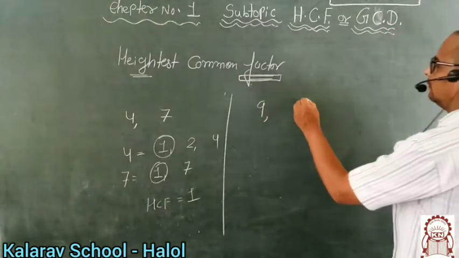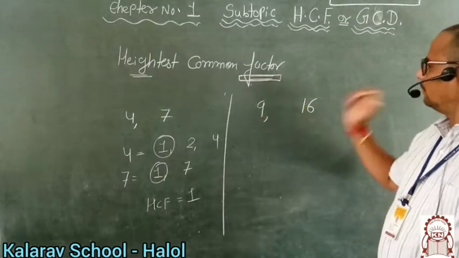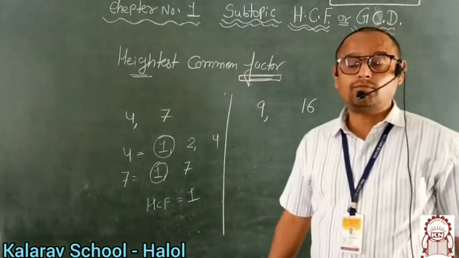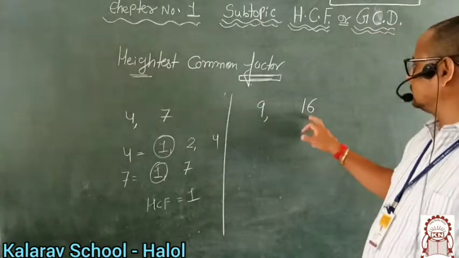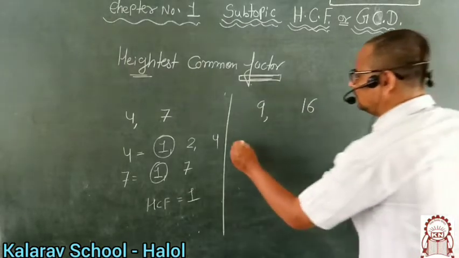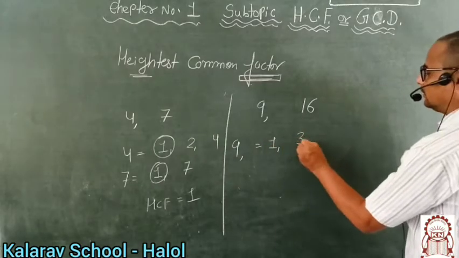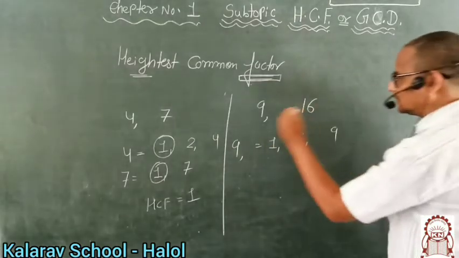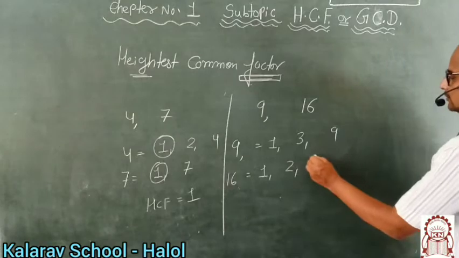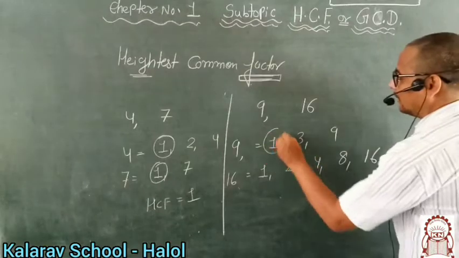Now 9 and 16. Two numbers I have given. Both are composite numbers. 9 is a multiple of 3 and 16 is a multiple of 4. Now you see, if you write 9, by which numbers is it divisible? It is divisible by 1, by 3, and by 9. Now let's come to 16. It is divisible by 1, 2, 4, 8, and 16. So again HCF is 1.